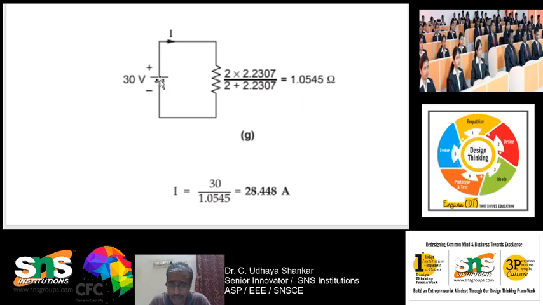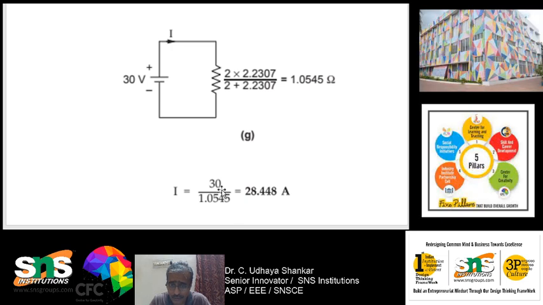So now what is the total current? The total voltage of 30 volts is given. The total resistance is 1.045. So as per Ohm's law, the total current I will be equal to the total voltage divided by the total resistance, that is 30 divided by 1.045, which is nothing but 28.448 amps.